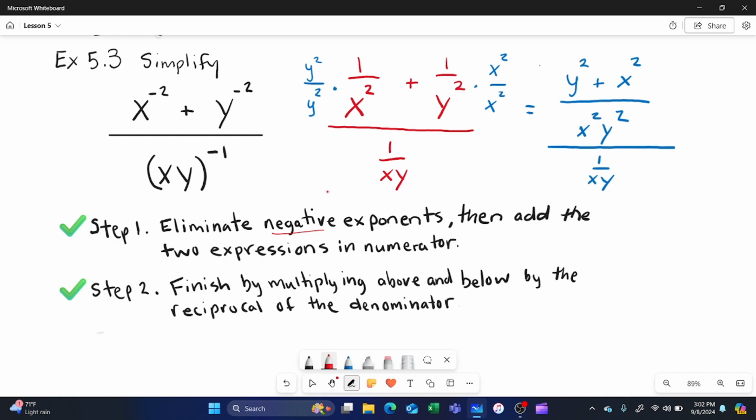And then we're going to have to go ahead and add all the expressions in the numerator. Well, in order to do that, we're going to add all these in the numerator by finding like denominators. This one right here will be y squared. This one right here will be x squared. Ultimately, we end up with y squared plus x squared over x squared y squared. That's all going to be over 1 over xy. So step 2 is going to finish by multiplying above and below by the reciprocal of the denominator.